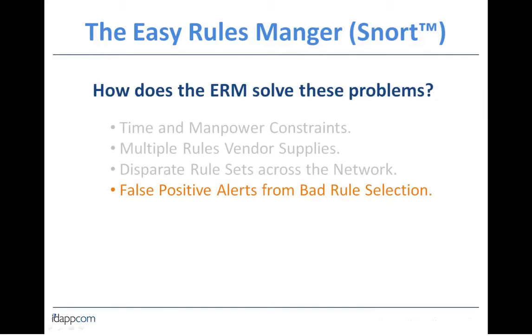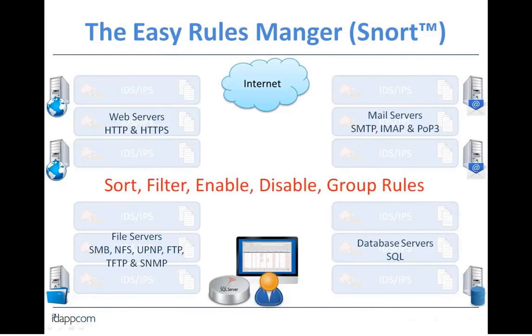False positives and alerts from bad rule selection. Having your rules stored in a database means that you can easily run queries on your rules against multiple rules properties. You can sort and filter your rules in a granular way to allow you to enable or disable only those rules you need. The Easy Rules Manager deploys rules based on custom groups that you have built or the groups that are provided by the rule vendors.